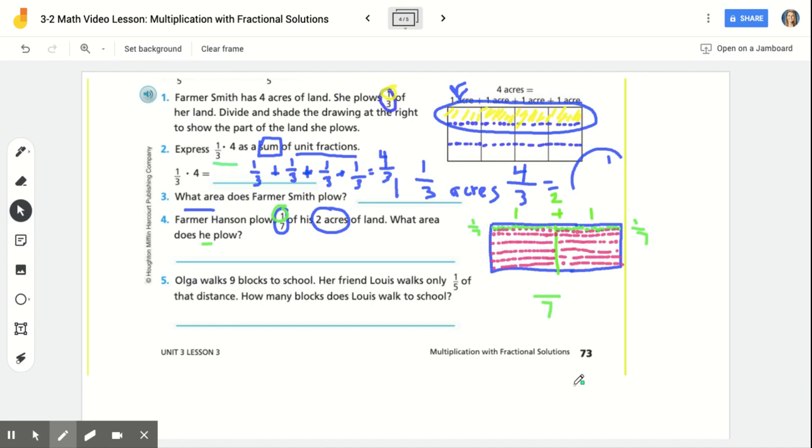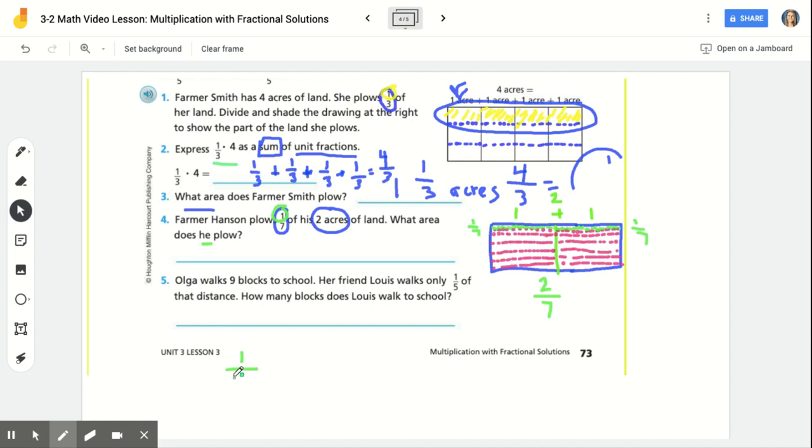And then our numerator: how many pieces did we shade in all? We shaded in 2 pieces. So according to our diagram, 2/7 is the answer. 1/7 of 2 acres is 2/7. Let's make sure that's true by changing this multiplication sentence into repeated addition.